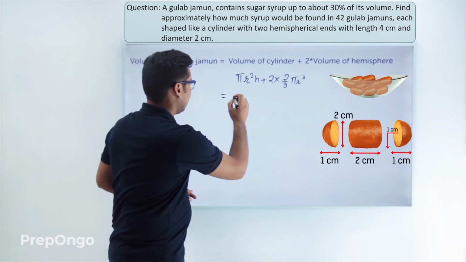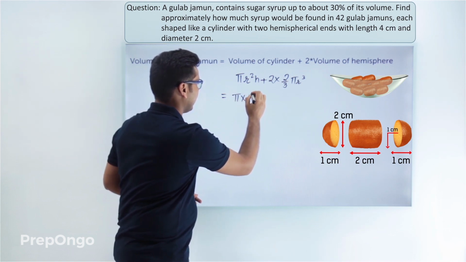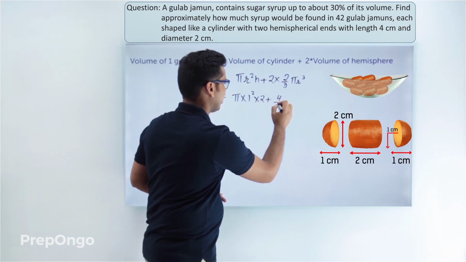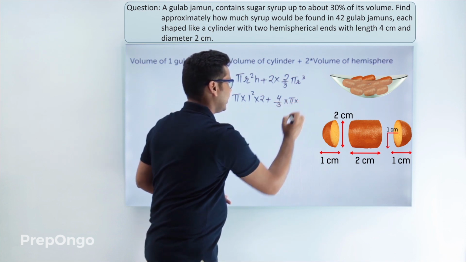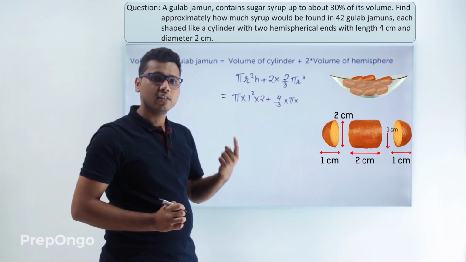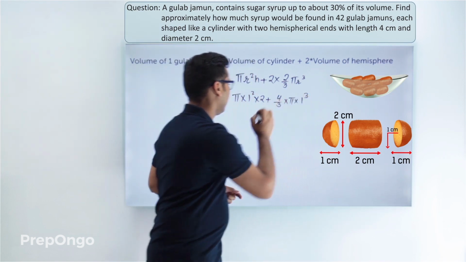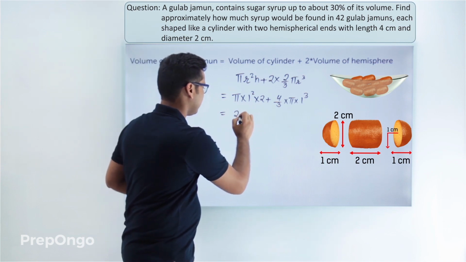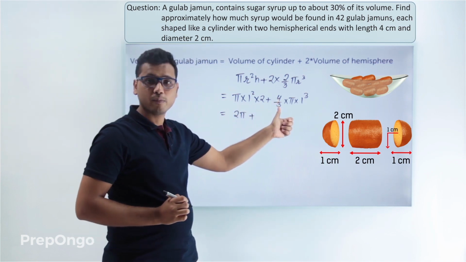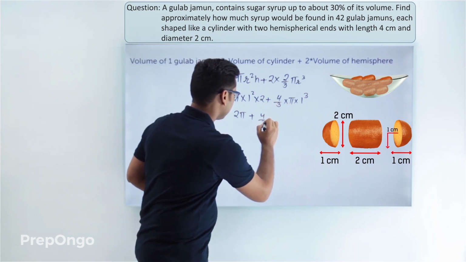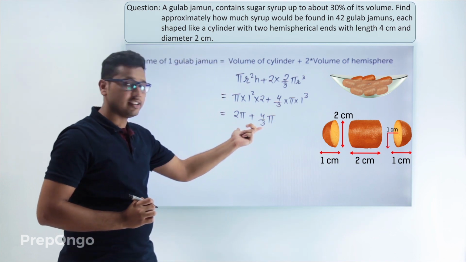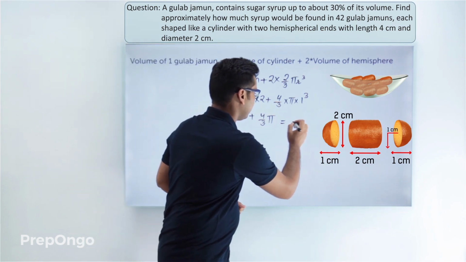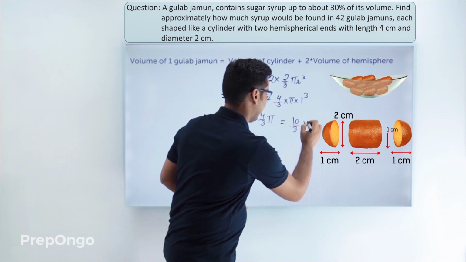So we can write this as pi, r is 1 here, so 1 square, h is 2, plus this will be 4 by 3 into pi into the radius of both the hemispheres, which is 1. So this will be 1 cube. Now if we solve this, 1 square is 1, so this will be 2 pi plus 4 by 3 pi. Now if we solve this by taking the LCM, 3 will be the LCM, so this will be 6 and 6 plus 4 will be 10. So this will come to be 10 by 3 pi.